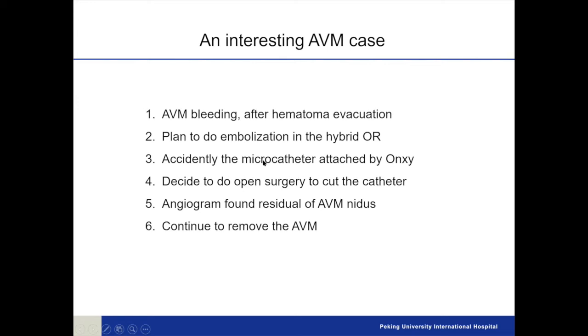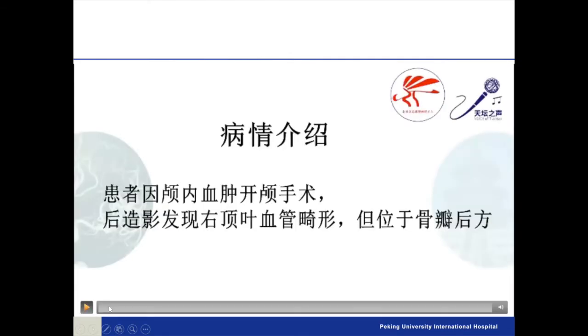The first thing is to cut the catheter. And then after we cut the catheter, we thought the AVM might already be totally embolized, but we did the angiogram during the surgery and found that there was some residue of the AVM. So we continued to remove the AVM. Here's the cases, but I don't think.